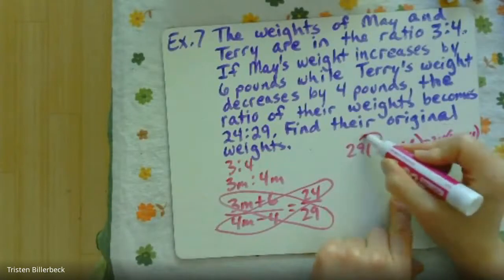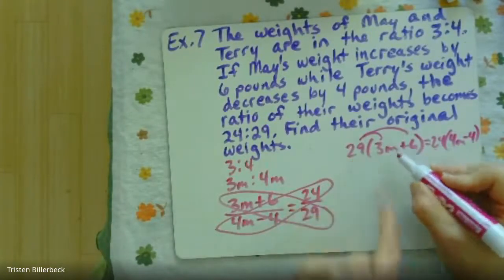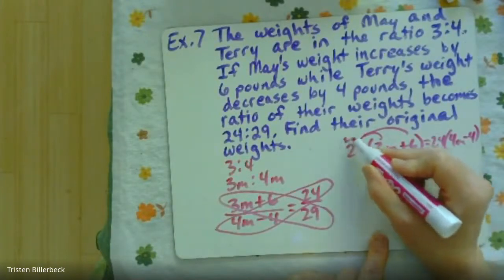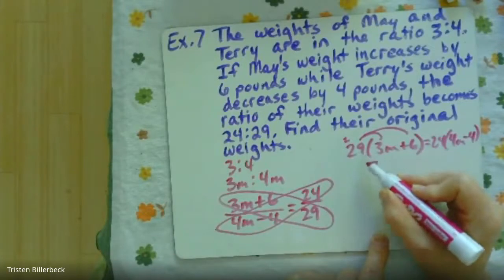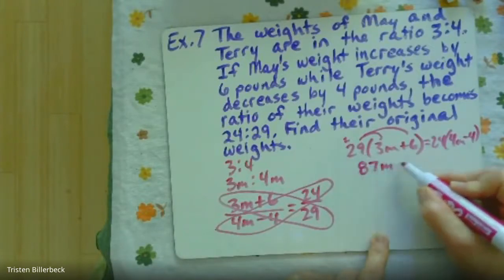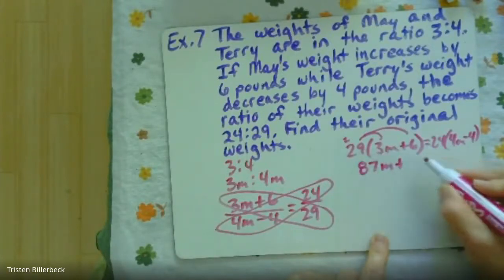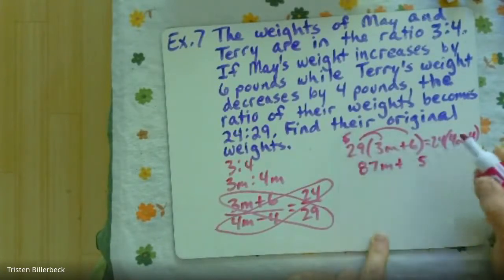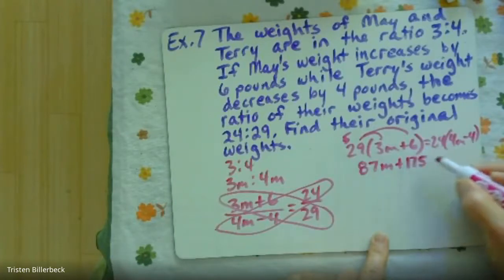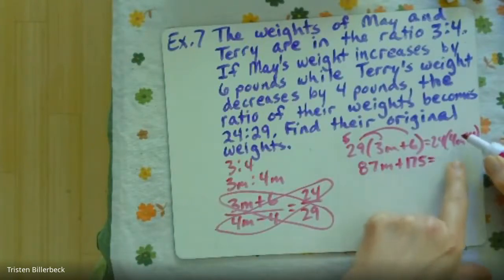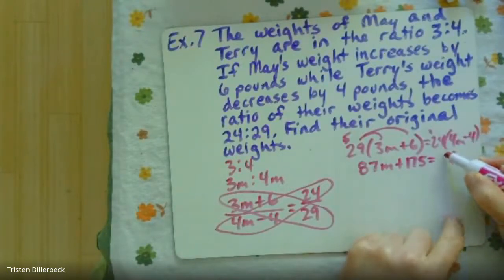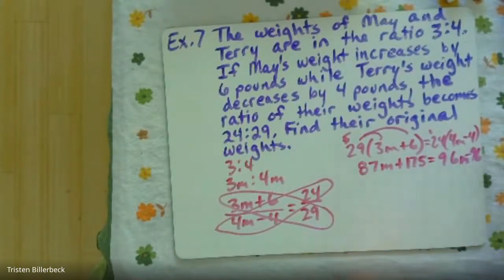So we distribute. 29 times 3: 3 times 9 is 27, carry 2, and 3 times 2 is 6, plus 2 is 8, so 87m. Plus, 6 times 9 is 54, carry a 5, 6 times 2 is 12, plus 5 is 17, so 174. Then 4 times 4 is 16, and 4 times 2 is 8, plus 1 is 96, and then this is just minus 96.